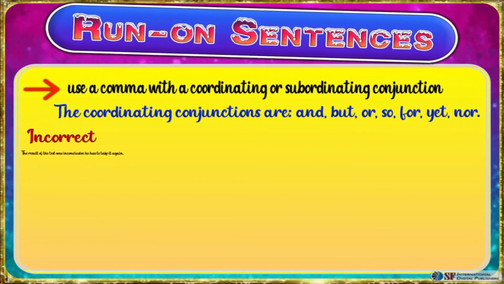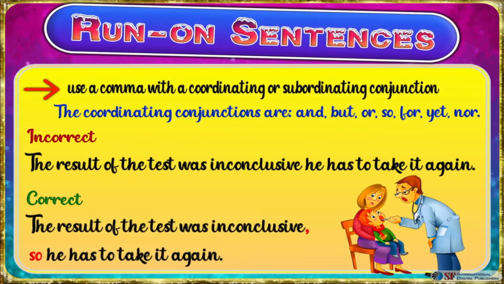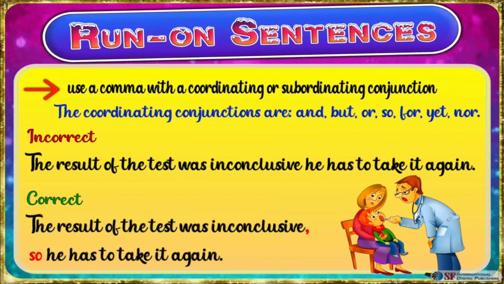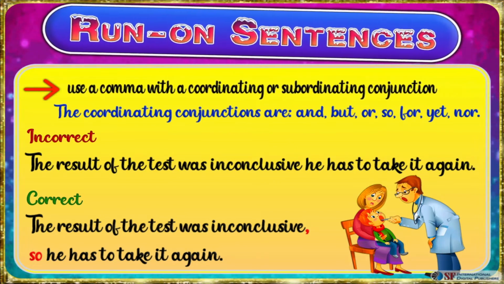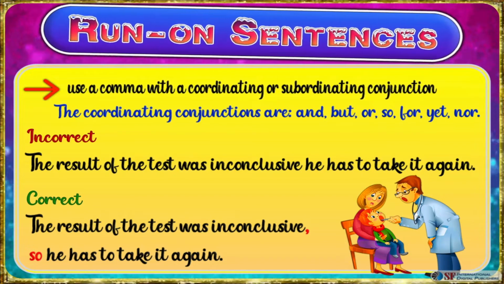This example has a run-on sentence occurrence issue. The result of the test was inconclusive. He has to take it again. We can resolve this issue by adding a comma with a coordinating conjunction, so.